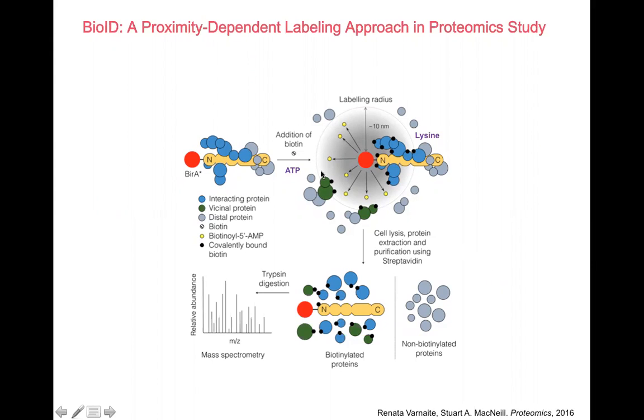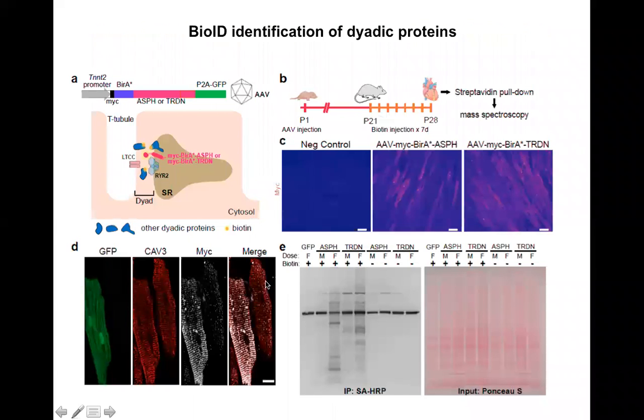In this system, BirA is a biotin ligase. In the presence of ATP and biotin, it can biotinylate the adjacent proteins within around a 10 nanometer radius. After streptavidin beads pull down, the samples can be analyzed by mass spec. To target the BirA to the dyads, we fuse it to the N-terminus of the dyadic proteins, junctin or triadin 1.